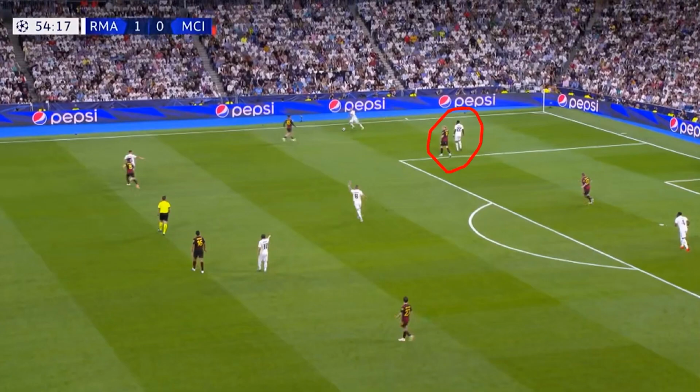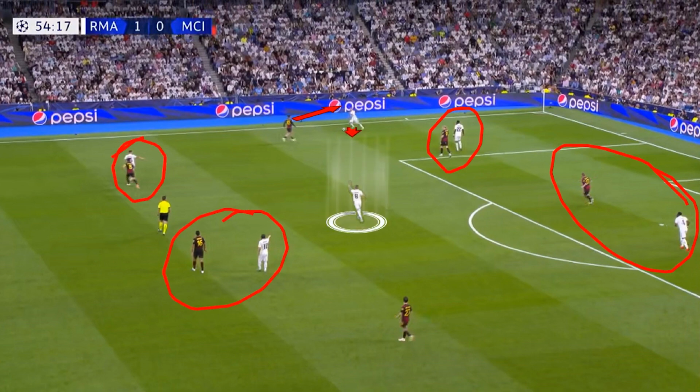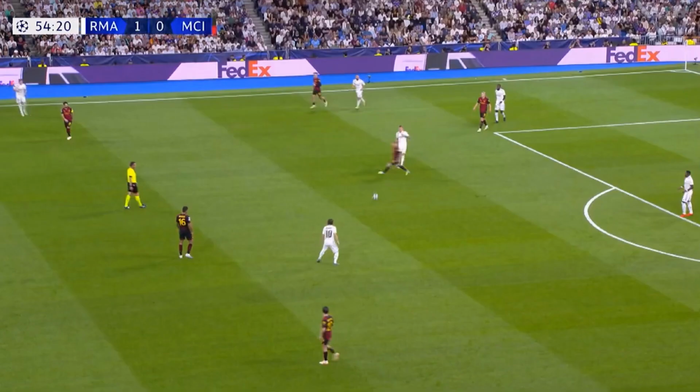We see just that here, with Haaland on Rudiger, De Bruyne on Alaba, and Grealish drawn to Camavinga, and Grealish drawn to Carvajal. The double pivot is outnumbered, meaning that Toni Kroos can easily receive the pass infield, and now Real can play upfield.